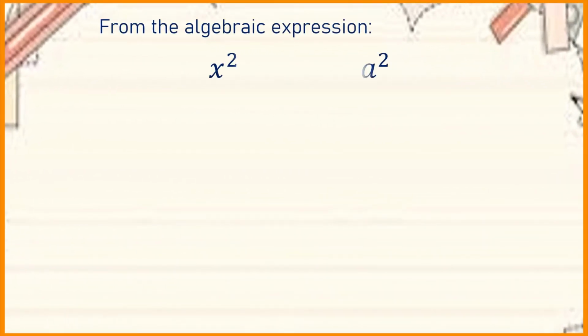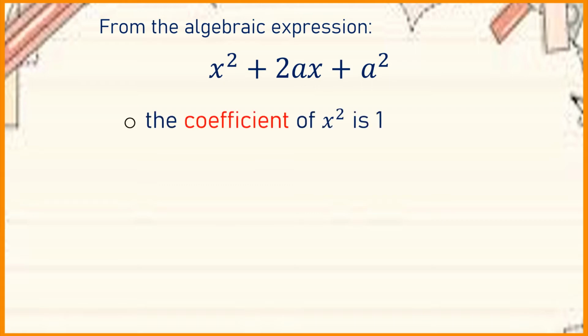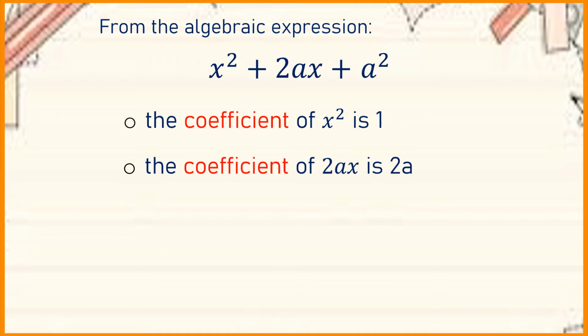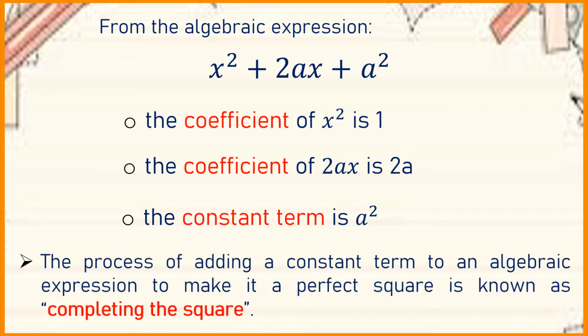From the algebraic expression x squared plus 2ax plus a squared, the coefficient of x squared is 1 and the coefficient of x is 2a. The constant term is a squared. The process of adding a constant term to an algebraic expression to make it a perfect square is known as completing the square.